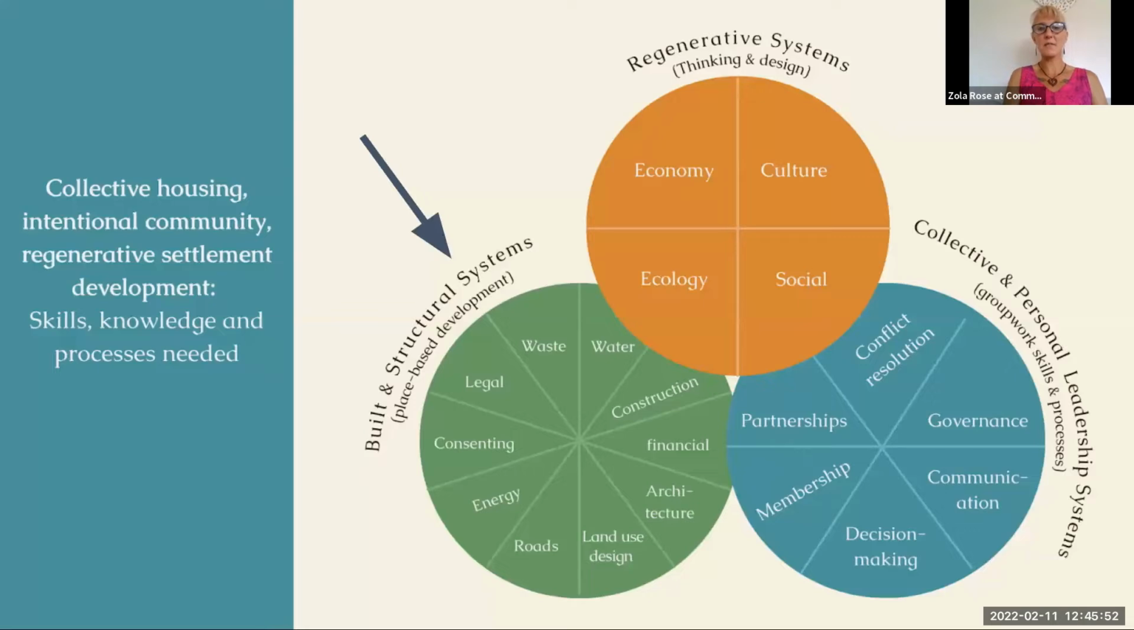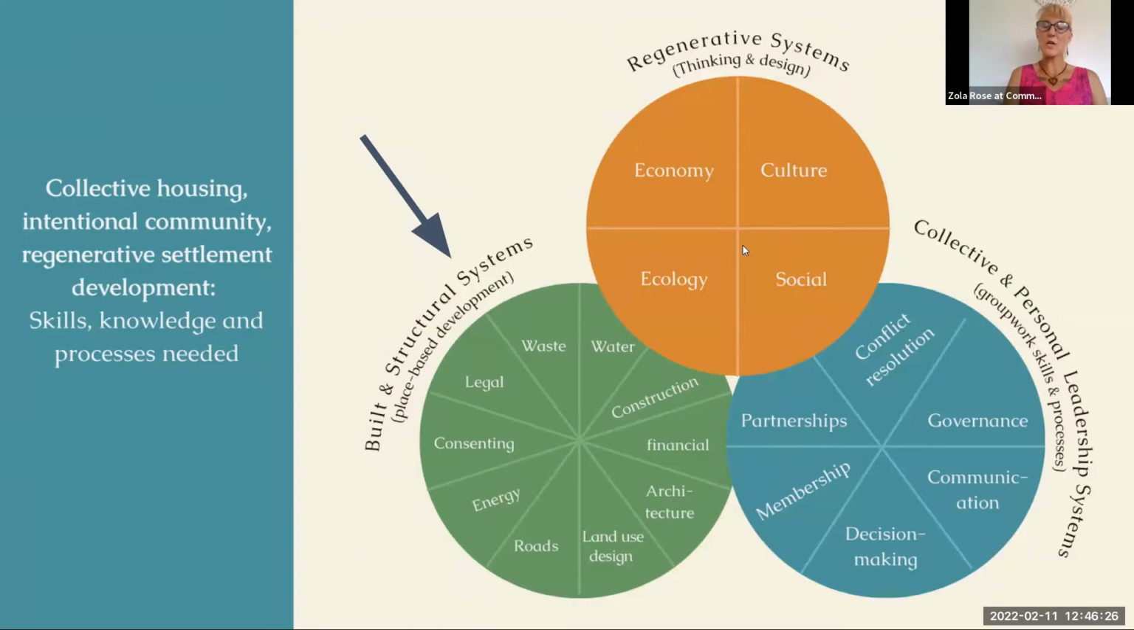Second piece of the system we're looking at is the built and structural systems. So this is a lot of bits and pieces to look at. When we want to develop on land, we've got consenting, and the legal for having security of tenure. And we've got the waste and water to consider, and power, energy. We've got our roading and land use design, which would be done first to figure out where we're going to put everything, and architecture, structural construction. There's a lot of bits and pieces in here that we want to really look at.